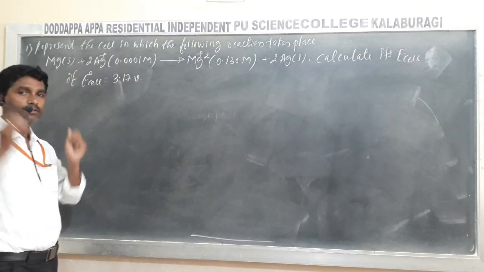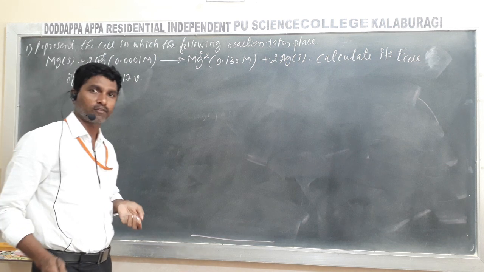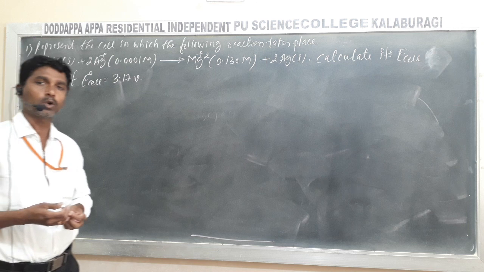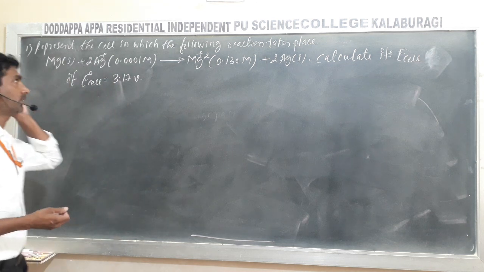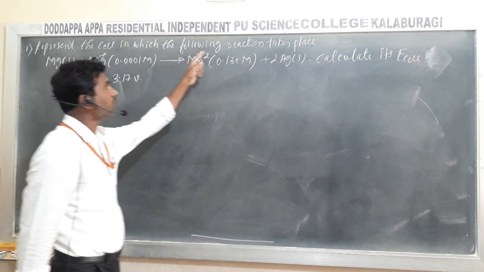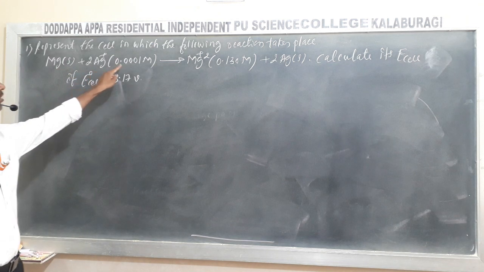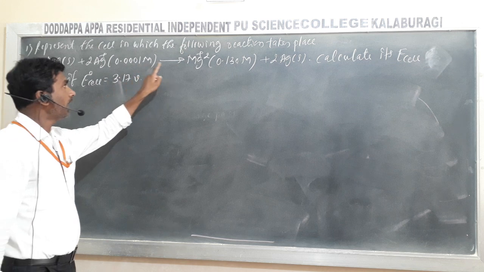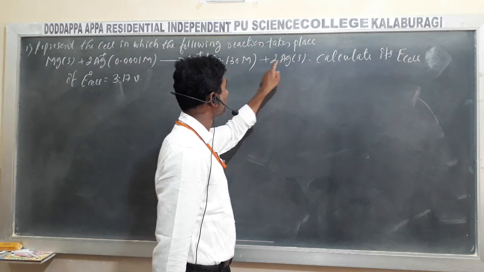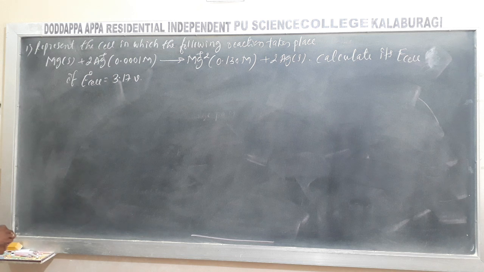Now the problems, in-text questions and exercises are based on the EMF of a cell, the equilibrium constant, and the relation between the electrochemical cell and the Gibbs energy of reaction. The first exercise: represent the cell in which the following reaction takes place. Magnesium solid plus 2 Ag plus, with concentration 0.001 M, gives Mg 2 plus, with concentration 0.130 M, and 2 Ag solid. Calculate its E cell if E naught cell is 3.17.